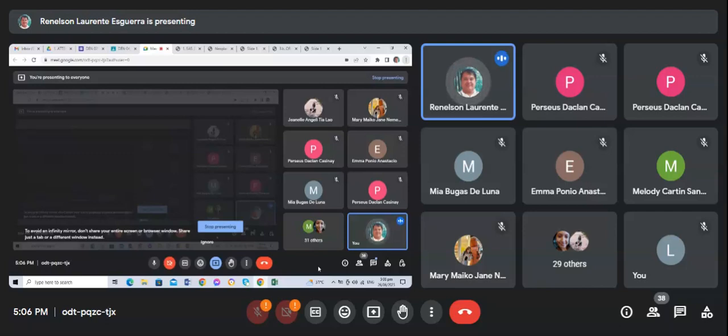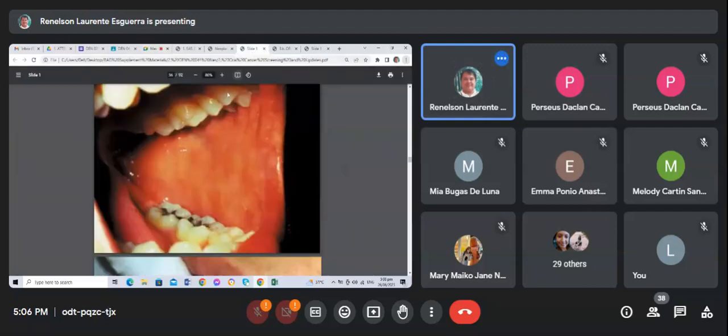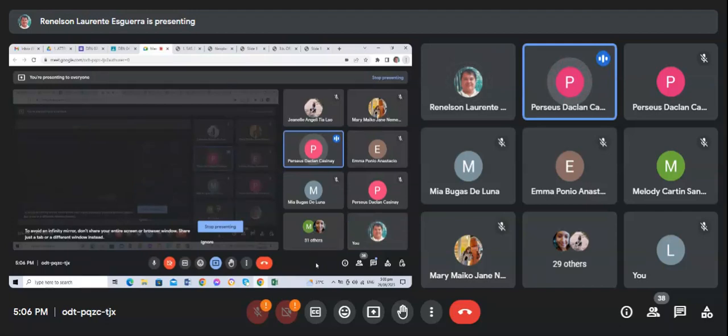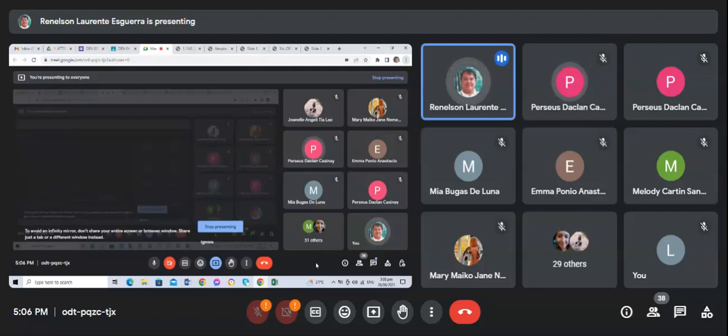What is that white line called that you can see from here going there? This is a white line. Any? Yes, Perseus. Focal hyperkeratosis, Doc. It's a type of hyperkeratosis, yes, but there is a specific name for that. It's a Latin name.